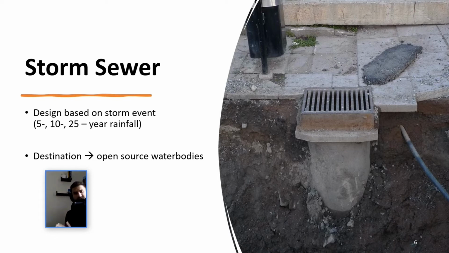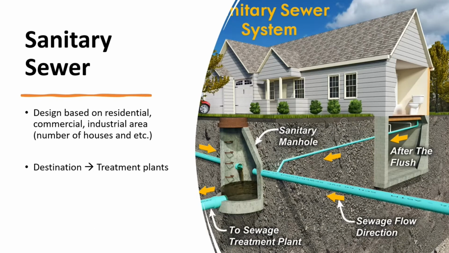We don't want to treat them so many times, so we collect them in the stormwater system and take them out of the city. So the destination of the storm sewer is open source water bodies, and the design of the storm sewer is based on the storm event. Depending on the catchment or the subcatchment that we are at, we design them based on that rainfall. On the other hand, we have the sanitary sewer.